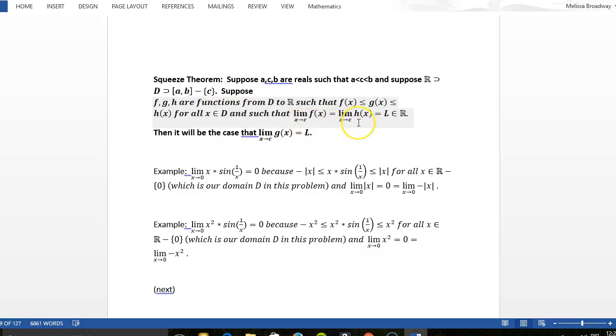And it sounds reasonable that as x zones in on c, the g limit ought to be L if both of these two limits equal L. The g limit would just about have to be L, intuitively. And indeed it is the case. Now, I'm not going to prove this. This can be rigorously proven, but I'm not going to do that. I'm just wanting you to take it for granted and we're going to use it, okay?